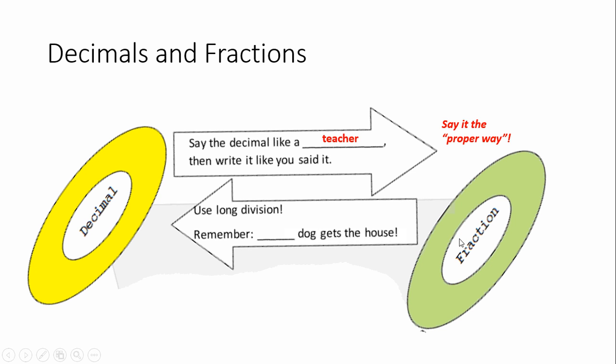Then to go the other direction, fraction to a decimal, you would use long division. Remember, top dog gets the house. So what does that mean? We divide the top by the bottom. So inside your division house goes the top number, and the bottom one goes on the outside.